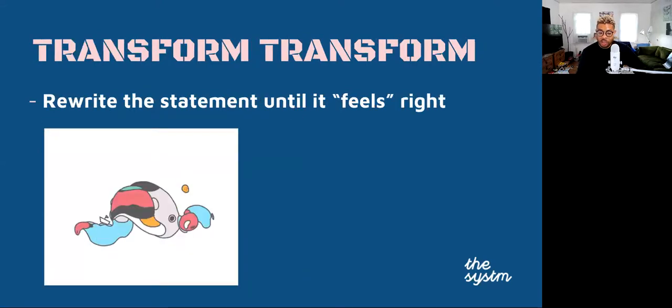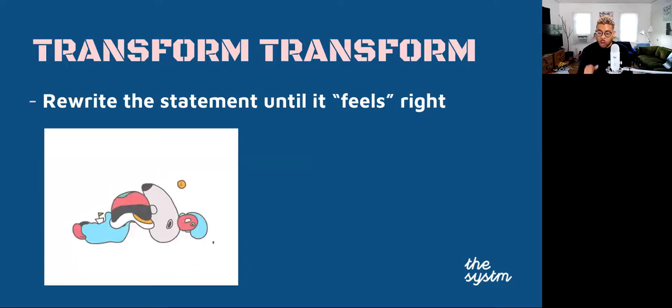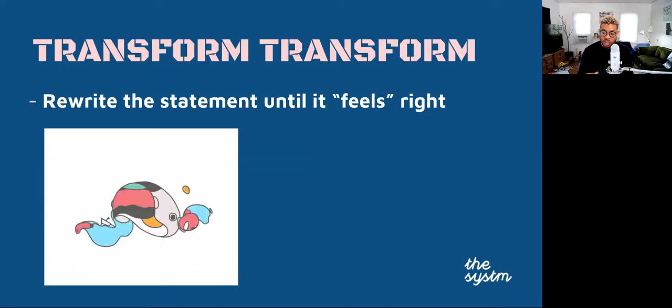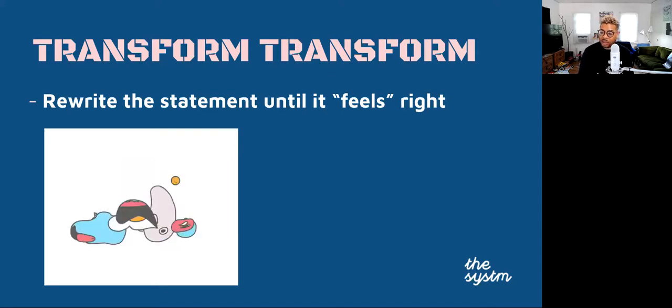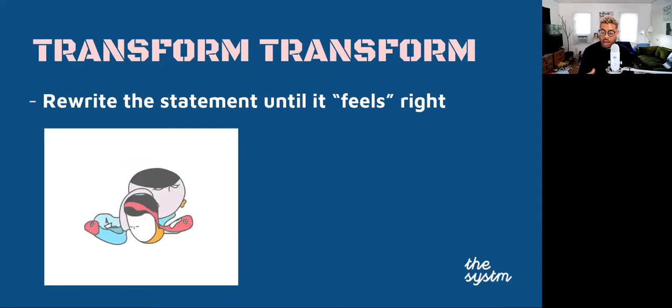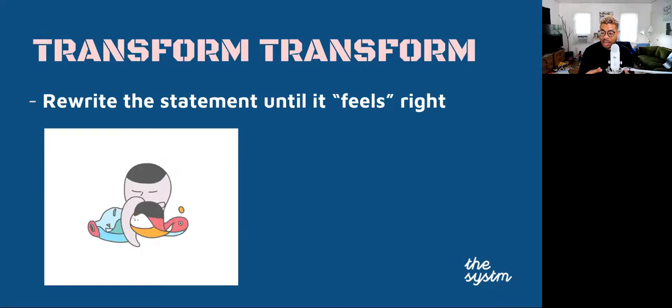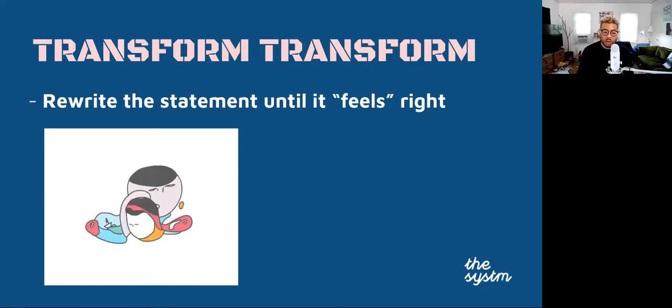Next is to massage it. We're going to need to rewrite the statement. What first comes out is just an anchor point, but we need to evolve it. We need to massage it. We need to make sure that it feels right. Try different adjectives, try different verbs, try different nouns. This is the process of really articulating it and identifying it so that it feels right for yourself.